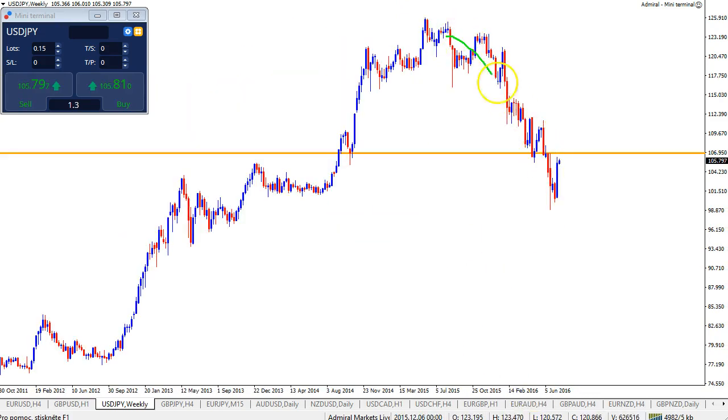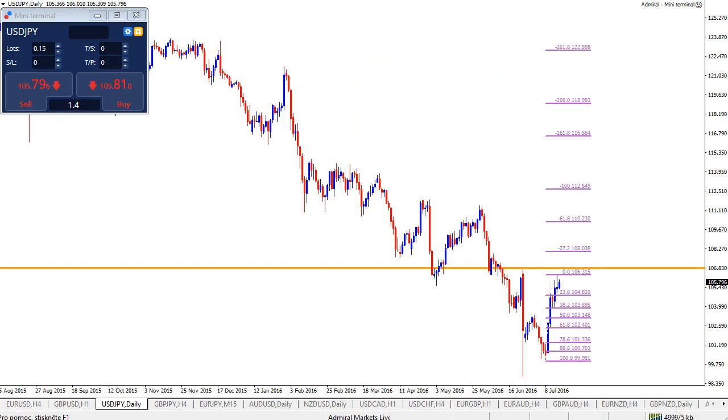Obviously, this was a strong downtrend, but price has bounced off the 50 fib and 100 psychological number with a strong bullish weekly candle. So from that perspective, I am expecting a bit of an upside continuation on the dollar yen in the next 2 weeks.